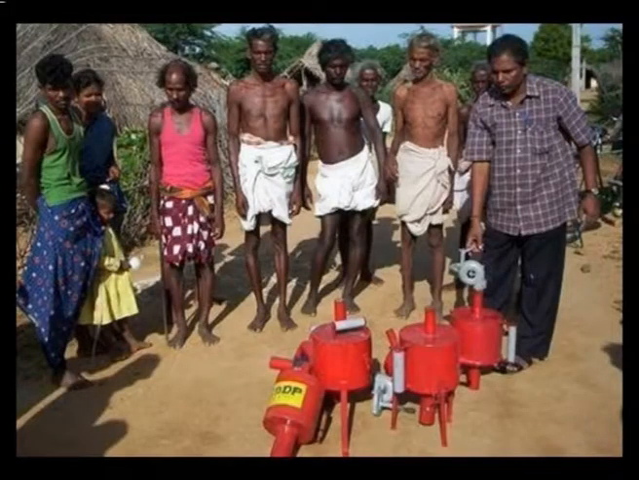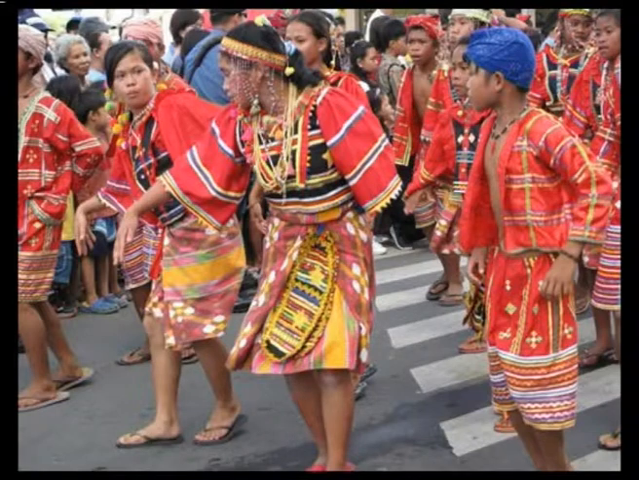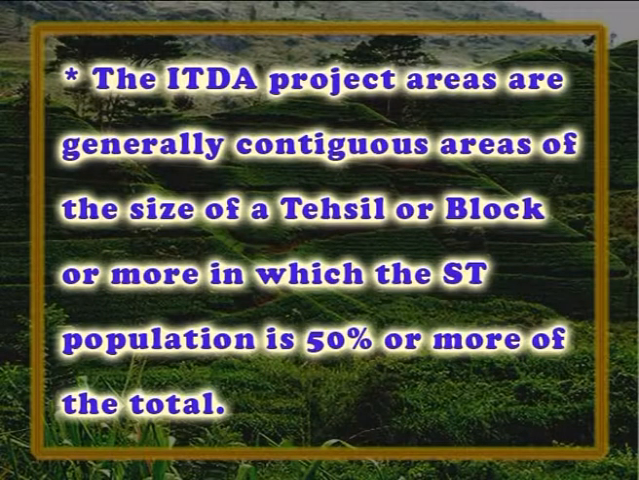Next is tribal region. A detailed and comprehensive review of the tribal people's problems was taken up on the eve of the 5th five-year plan period. The main objective is socio-economic development of tribal communities through income generating schemes allied with infrastructure development programs and protection of the tribal communities against exploitation. To achieve this, the Integrated Tribal Development Agency came into existence. The ITDA project areas are generally contiguous areas of the size of a tehsil or block or more in which the ST population is 50% or more of the total.